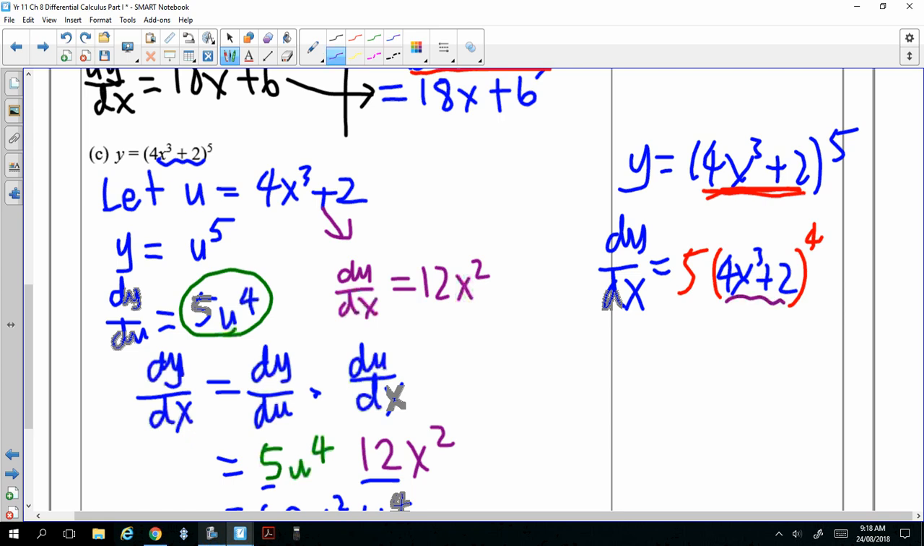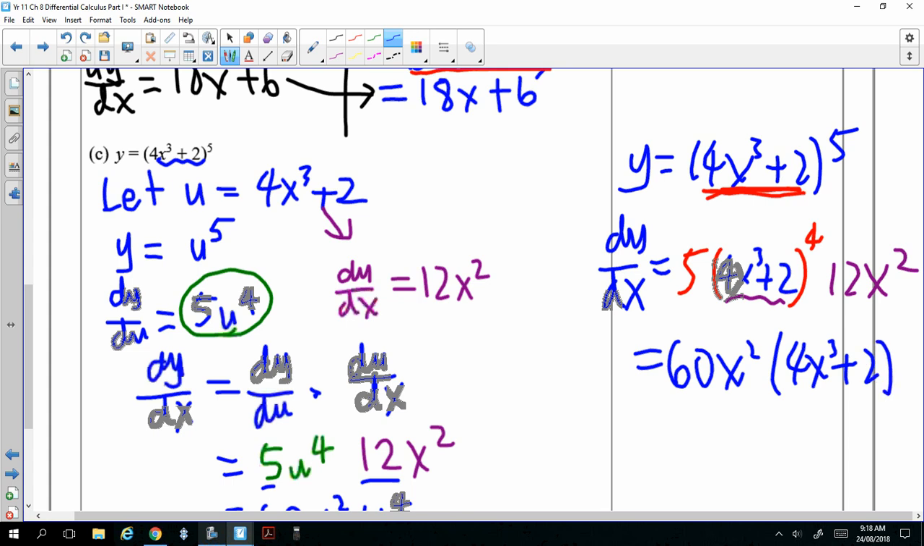Can you see the same thing? Except I don't have to do a lot of writing. And then you continue. What's that? 5 times 12, 60x squared. Right, that's your chain rule. That's why it's called chain. You go to the outside first, then the inside, right?